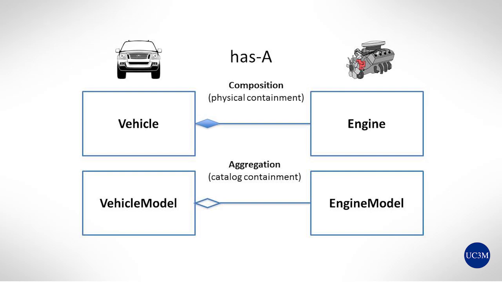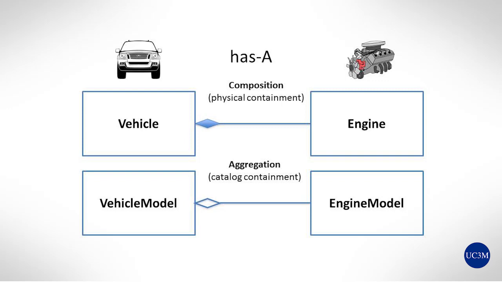I want to mention here 2 relationships. One is the composition that represents physical containment. For instance, when a car contains an engine, the engine is part of the car. When the car is destroyed, so is the engine. This is represented by a solid diamond in the connecting line.